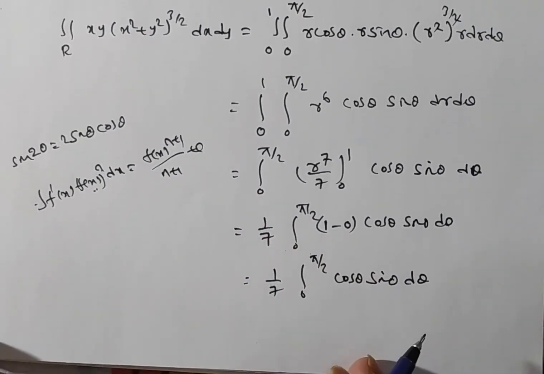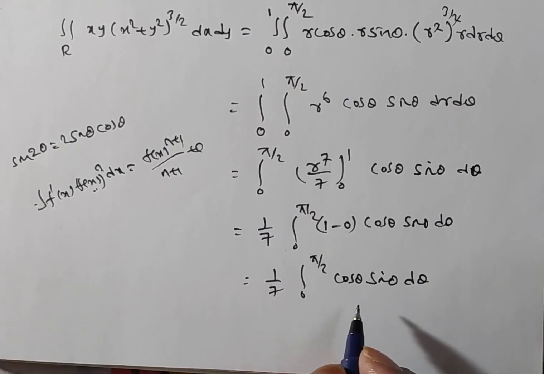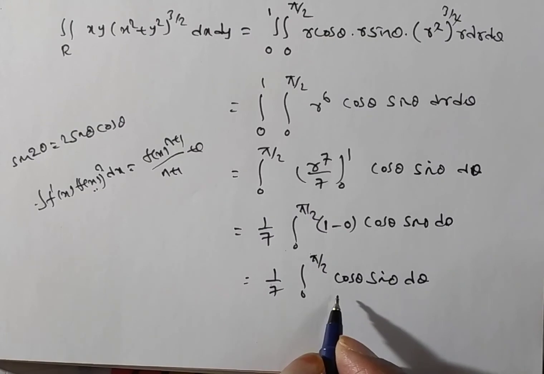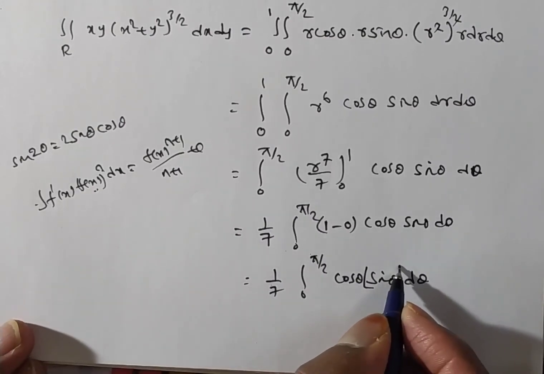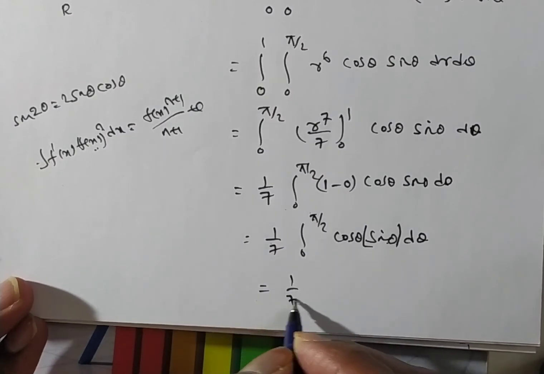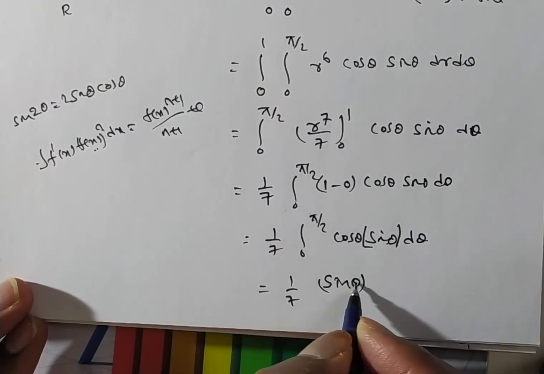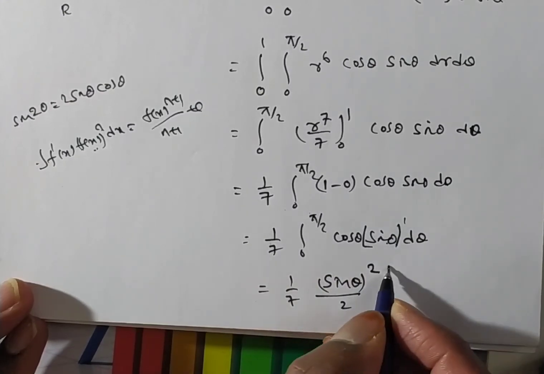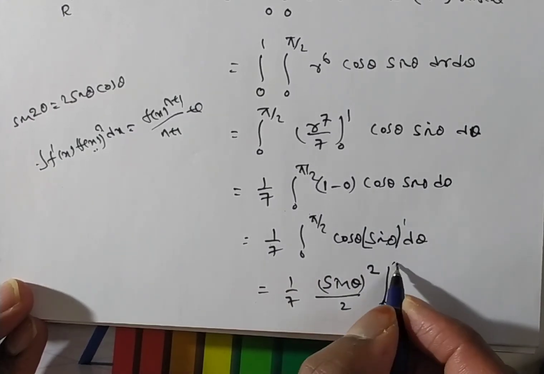But this is a definite integral. Now which one do you take as f of theta? Take sin theta. The derivative of sin theta is cos theta. Yes. Considering sin theta as the bracket, the derivative is beside. So in this case you write bracket power plus 1 by power plus 1. The bracket power is 1, and 1 plus 1 means 2, so sin square theta by 2, with limits from 0 to pi by 2.